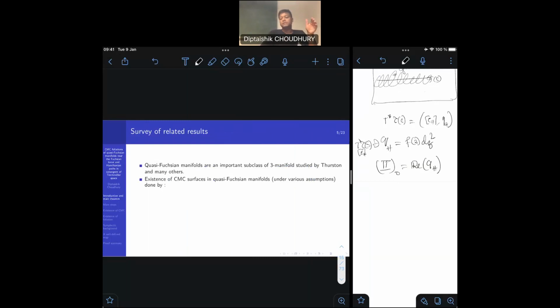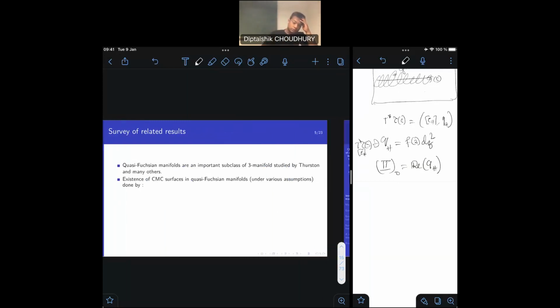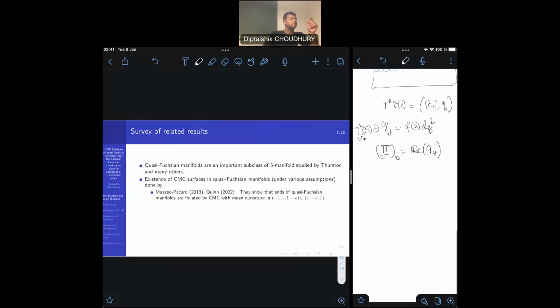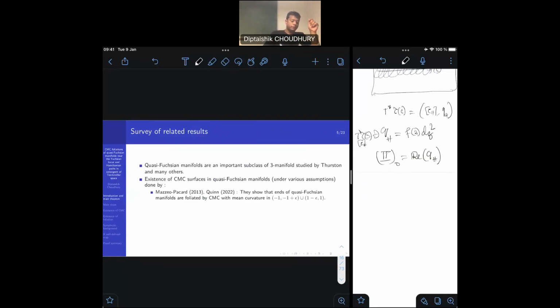If you just focus on the work on CMC surfaces in quasi-Fuchsian manifolds under various assumptions, where do they appear and what is the constraint on H, then there have been some works. One of quite importance to us is the work of Marcel, Packard and Quinn that shows that the ends of quasi-Fuchsian manifolds are foliated by CMC surfaces with mean curvature in -1 to -1 plus epsilon and 1 minus epsilon to 1.